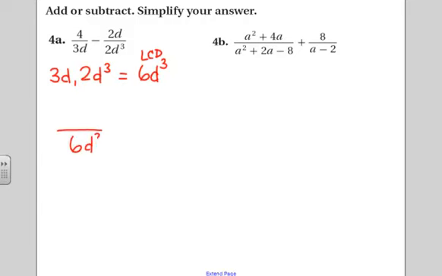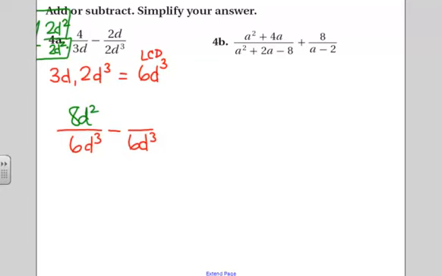So now I want to take those fractions that I started with and turn them into something divided by 6D cubed. So go back up to the first fraction. What are we missing? I have 3D, so I need to multiply it by 2 to give me 6, and then I also need D squared. Whatever you do to the bottom, you have to do to the top. So remember, this is just a big, giant number 1, and the fraction turns into 8D squared over 6D cubed.